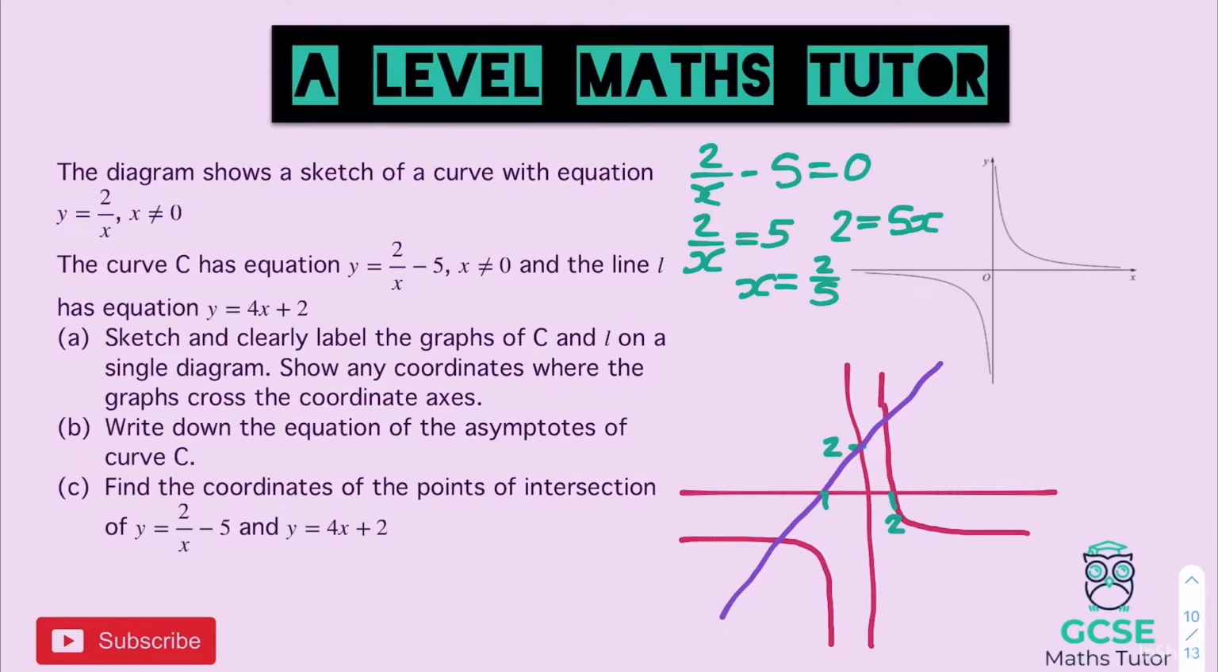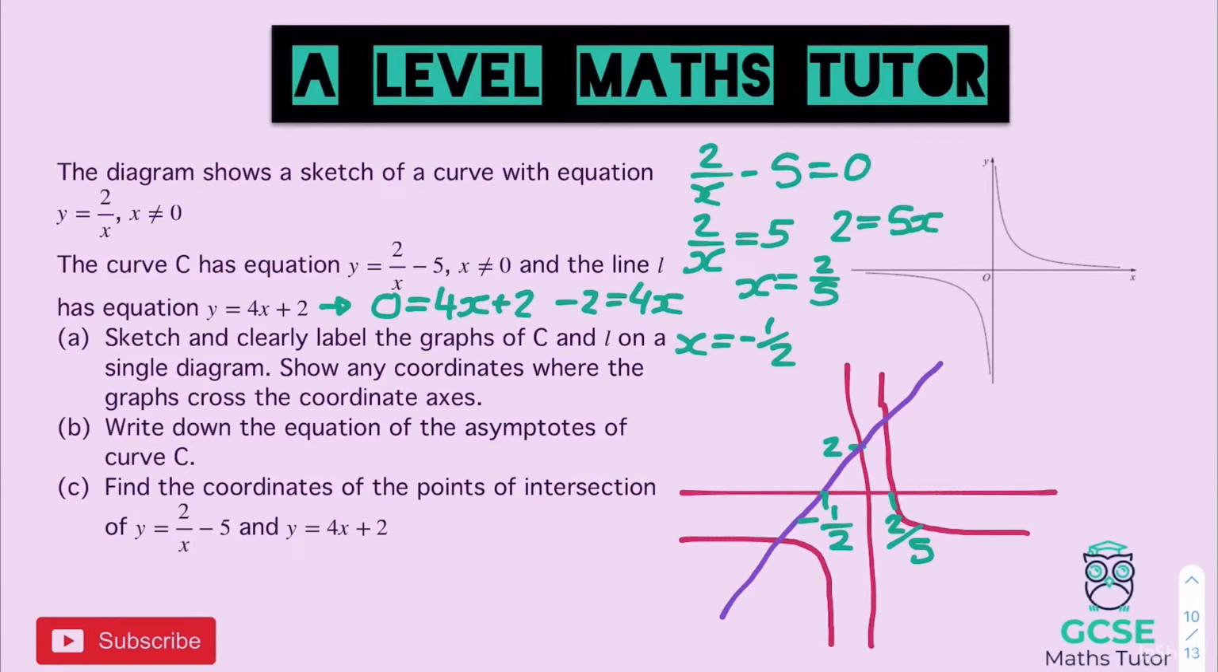So let's label that on there, 2/5. Now we need to find the x-intercept of the straight line, and again we're going to use the same process, setting it equal to 0. So we have 0 equals 4x plus 2. Minus the 2 to the other side, we get minus 2 equals 4x, and then dividing both sides by 4, we get x equals minus a half, or minus 0.5. Let's label that on, minus a half, and there is our sketch completed.